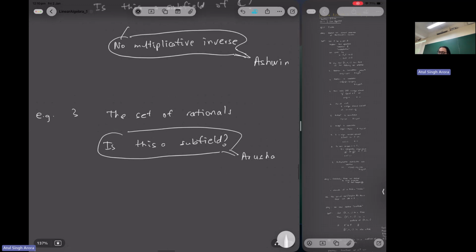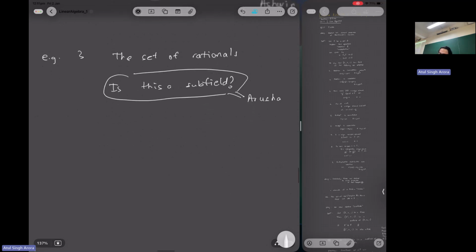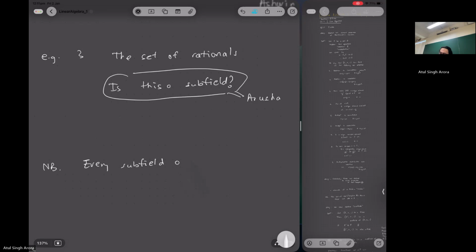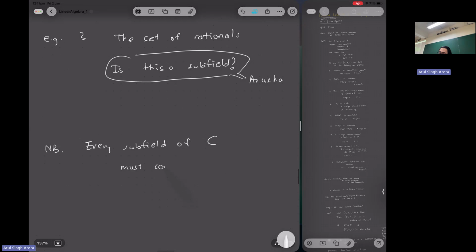So it solves all the problems, right? This also has multiplicative inverses because it's of the form P by Q. So everything will have an inverse. Let me check that. Okay, and obviously, if you add, subtract, multiply, or divide rationals, it's still a rational number. Nothing changes, right? And it is obviously a subset of complex numbers. So this is okay. And in fact, one can show that every subfield of complex numbers must contain the set of rationals.